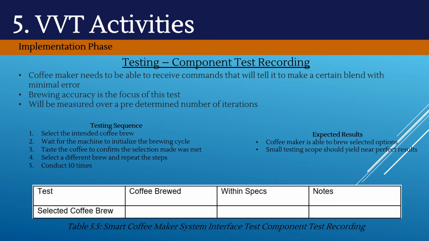So the test is select coffee brew. So a tester would note down the results, right? How many times the coffee is brewed, is it within the specs or not, and any notes while the test was being conducted.